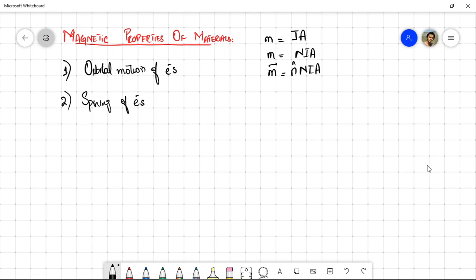That is the basis of classifying materials, as we have three classifications. We can say diamagnetic materials, paramagnetic materials, and ferromagnetic materials. In paramagnetic and ferromagnetic, the atoms have permanent magnetic moments.